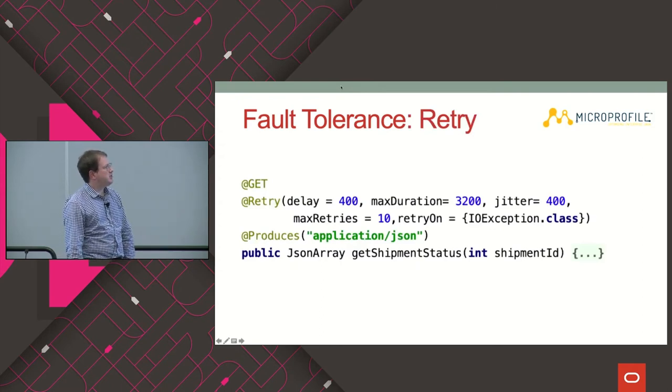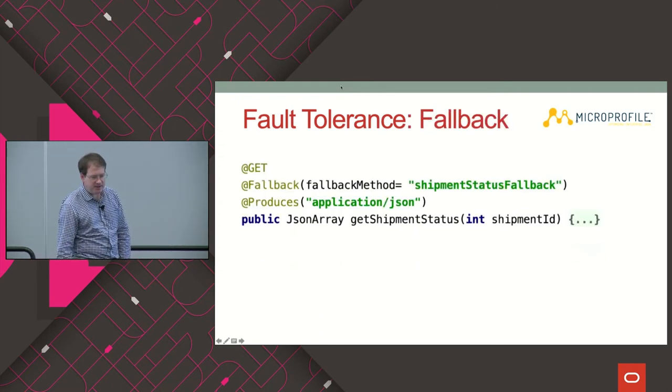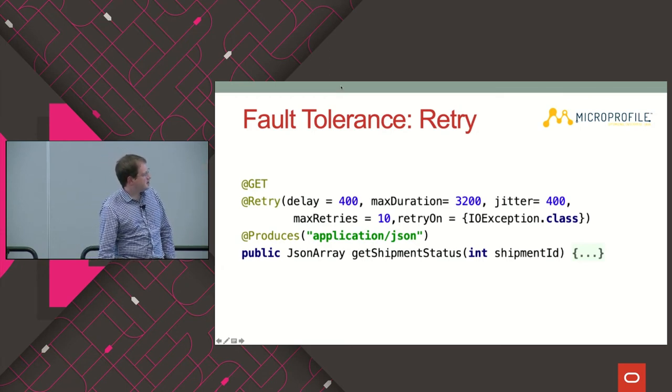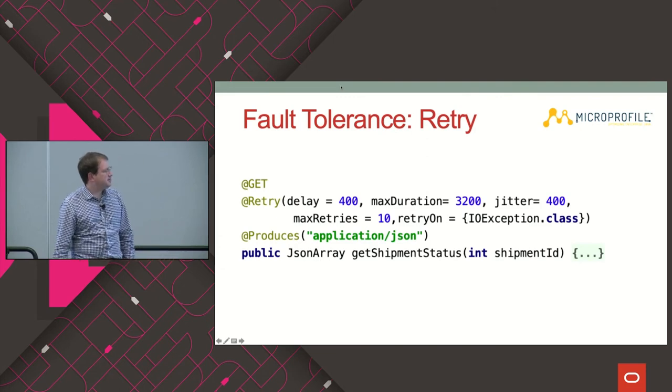So this is an example of fault tolerance retry. As you can see right here, you can specify options. I've tried to fill out as many of the options as possible. So I have a delay on the retry of 400. I think it's microseconds.